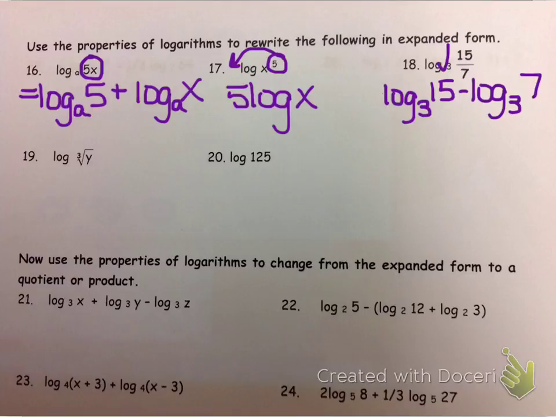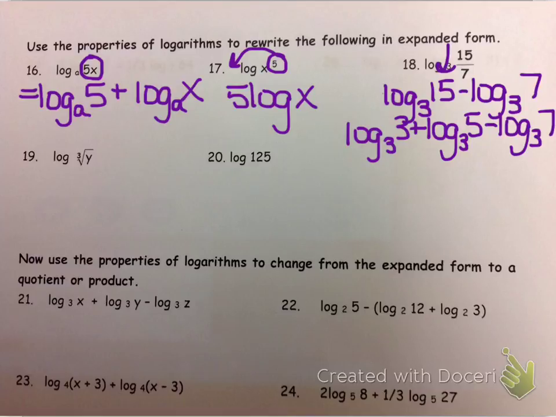But 15 is also a product. 15 is 3 times 5. So you could split that up some more. You could say log base 3 of 3 plus log base 3 of 5 minus log base 3 of 7. And then you could even take it a step further, because log base 3 of 3 is, hopefully you're secretly thinking to yourself, equal to 1. Remember, the question that it's asking you is 3 to what power is 3? So it's equal to 1.